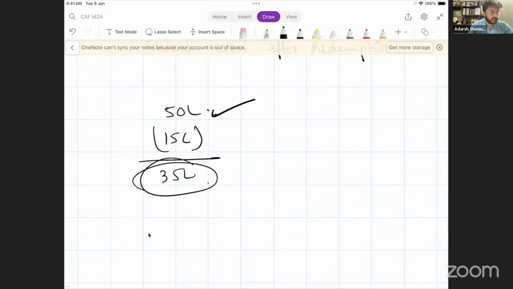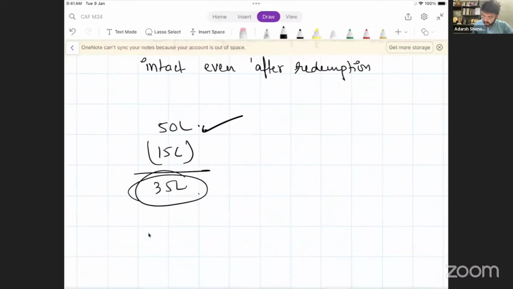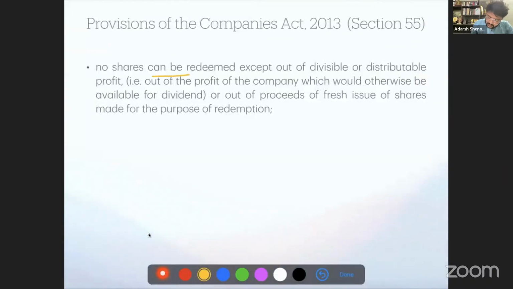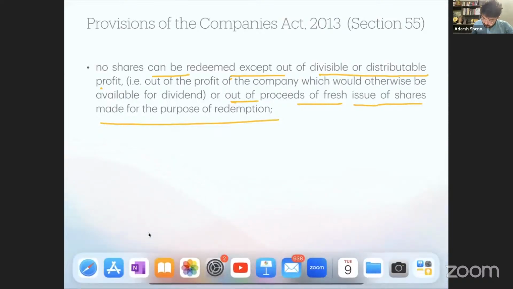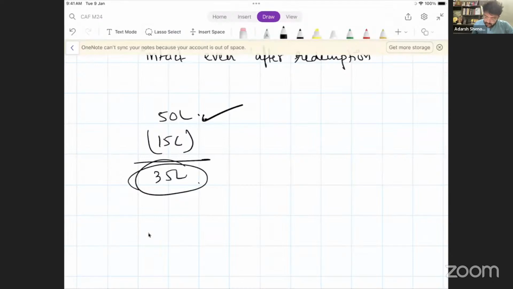This is where Section 55 comes in. So what Section 55 says is, now let's read Section 55 again. No shares can be redeemed except out of divisible or distributable profits, or, okay, the first part I will discuss later. We'll first go to the second part. Or out of the proceeds of a fresh issue of shares made for the purpose of redemption. So what the Companies Act is saying is, you redeem.